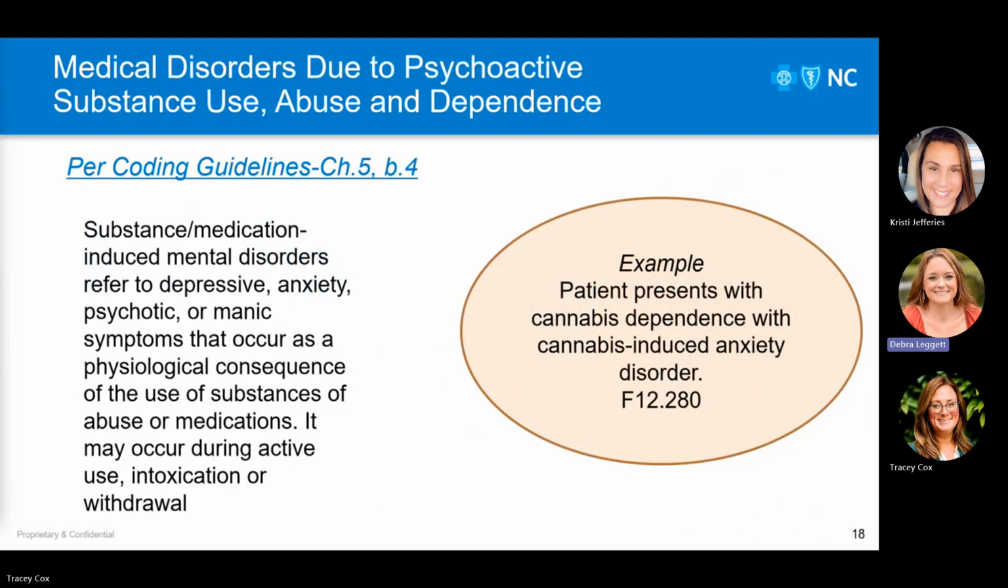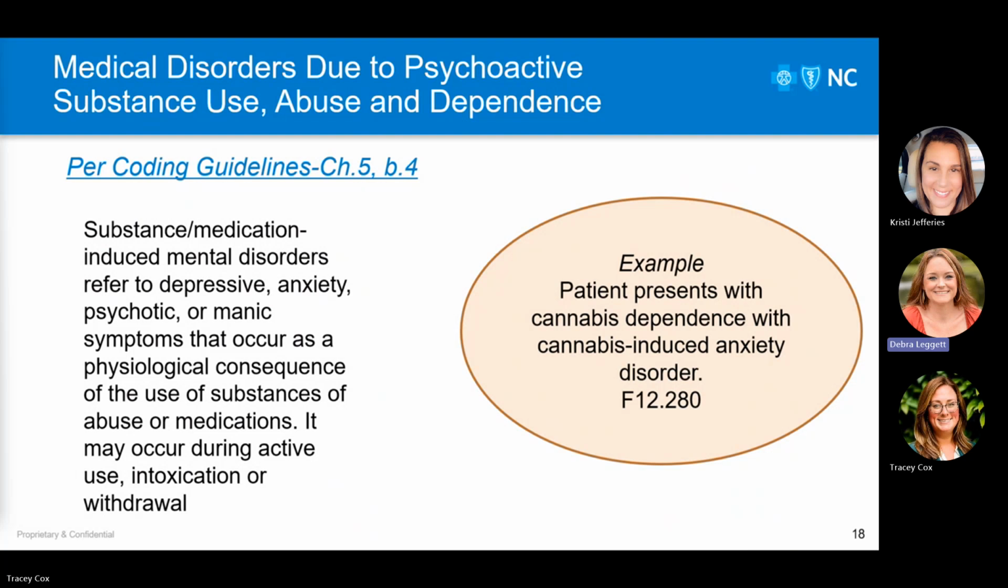Now let's talk about mental disorders due to substance use. These are coded differently. Substance medication induced mental disorders refer to depressive, anxiety, psychotic, or manic symptoms that occur as a physiological consequence of the use of substances of abuse or medications. It may occur during active use, intoxication, or withdrawal.